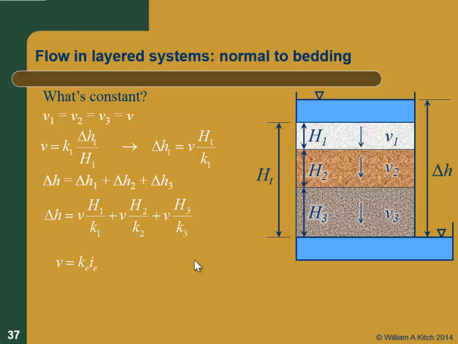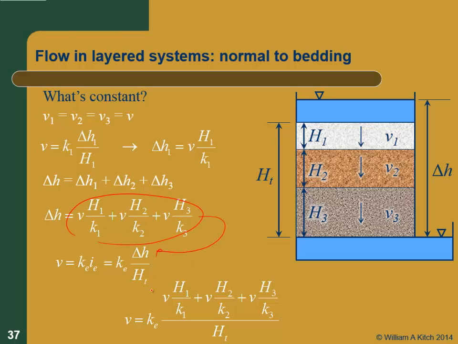So back up, again, if I want to solve for the apparent K for the whole system, the velocity is going to be equal to some equivalent hydraulic conductivity times some equivalent hydraulic gradient. So that's got to be equal to the equivalent hydraulic conductivity times the total head loss divided by the total height. So I substitute into that the total head loss, the sum of the head losses, I'm just going to substitute this into here.